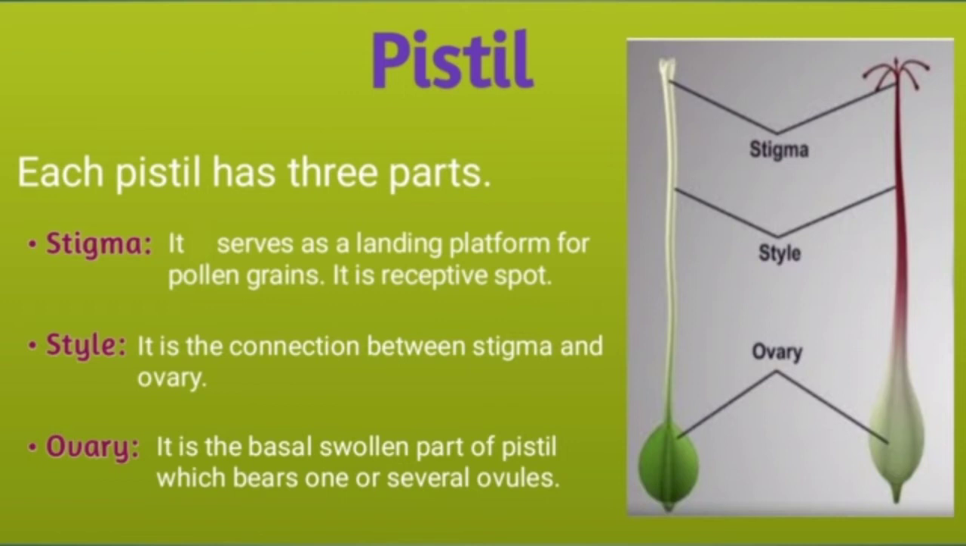Next is style. It is the connection between stigma and ovary. So this elongated structure, which is known as style, connects the stigma and the ovary. Next is ovary. It is the basal swollen part of pistil which bears one or several ovules. So ovary is the basal portion. See in the diagram, the lower portion is the basal portion. So it is swollen in structure and it bears one or more ovules.